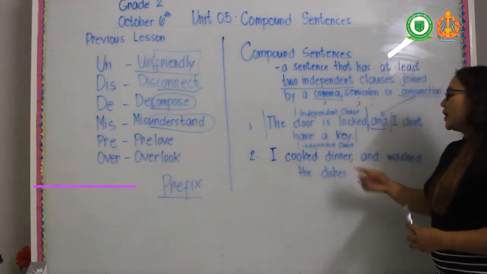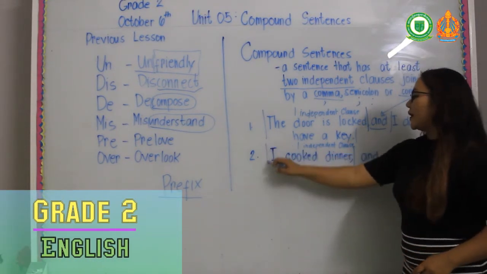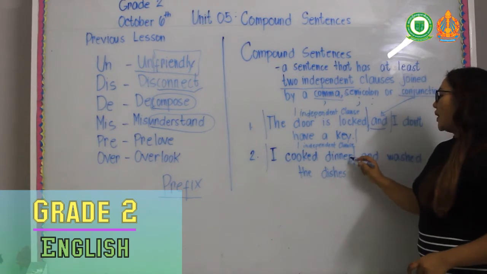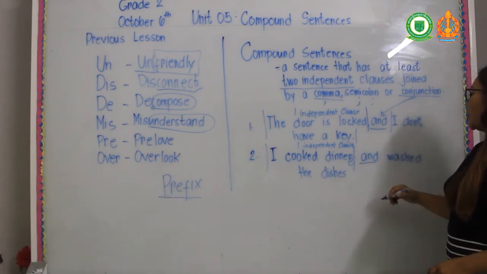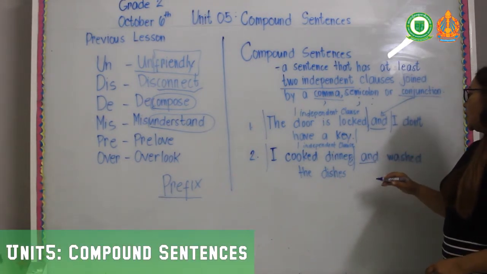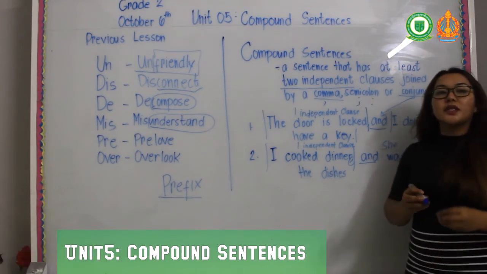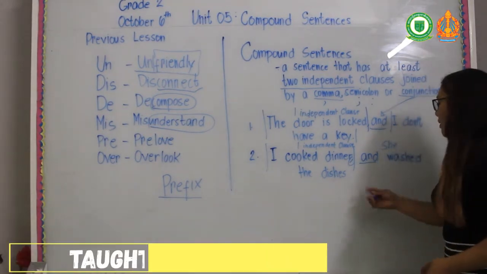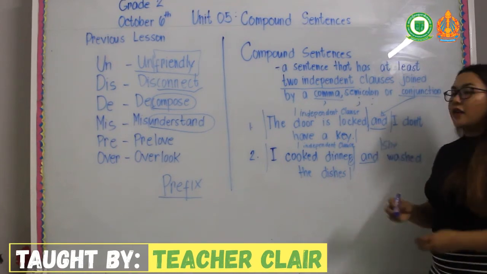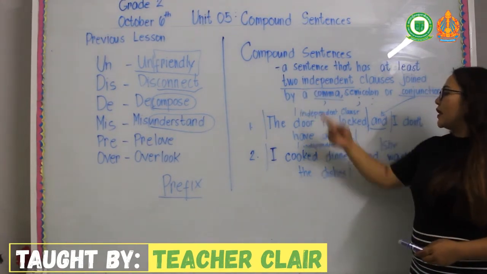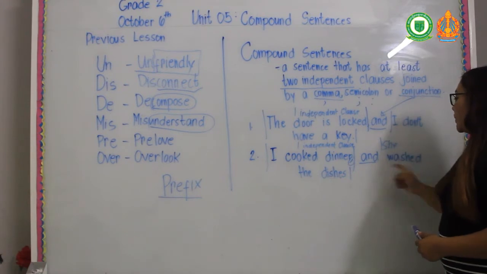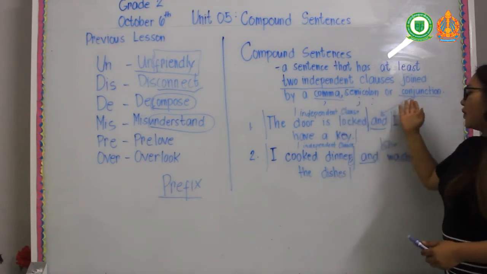I cooked dinner. So this is one independent clause. We have here a comma and we have here a conjunction. Wash the dishes. And she washed the dishes. So this is one independent clause. Alright, so we have two independent clauses. This one, we have a comma, we have a conjunction.